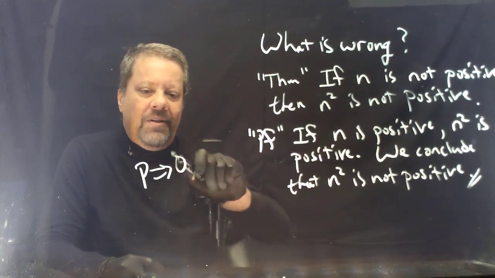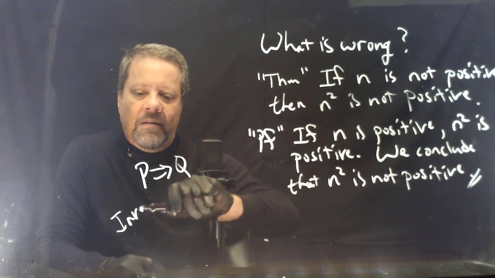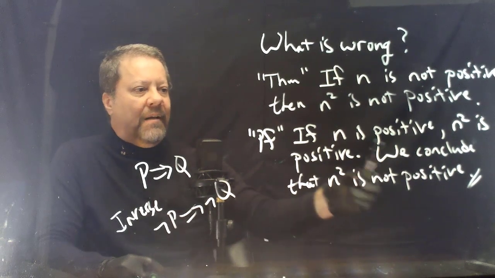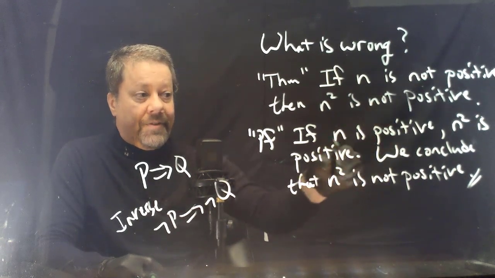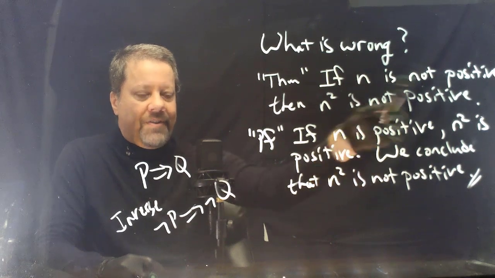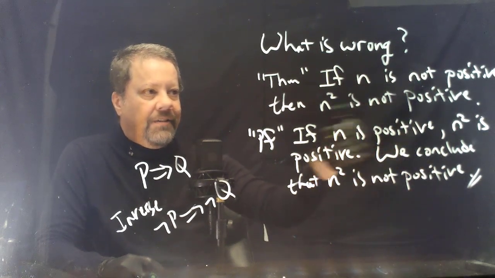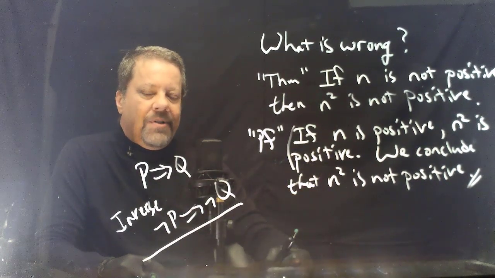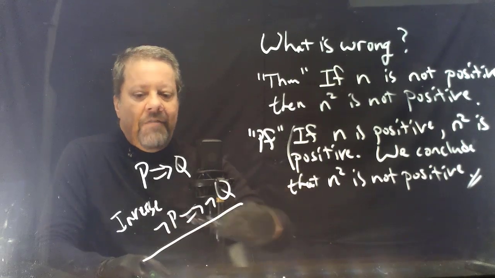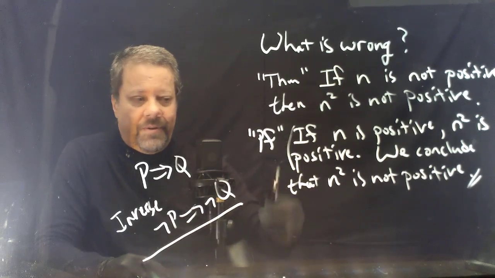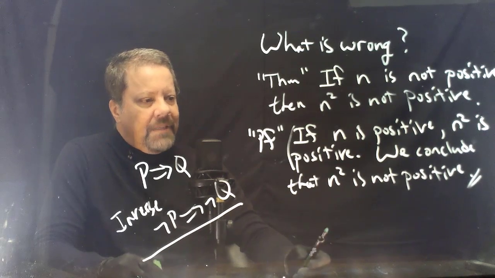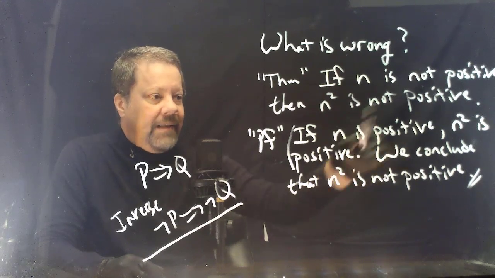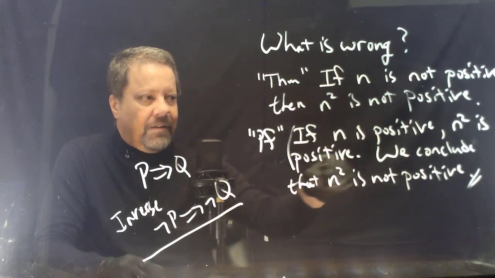If I have P implies Q, the inverse is not P implies not Q. And n is not positive versus n is positive. This is the negation of this statement up here. This is the negation of the conclusion up here. So what we're looking at here in this instance is not the original theorem, it's the inverse to the original theorem, which is true. However, because n is not positive, the opposite of this, that doesn't mean that n squared is not positive, the opposite of the conclusion over here.